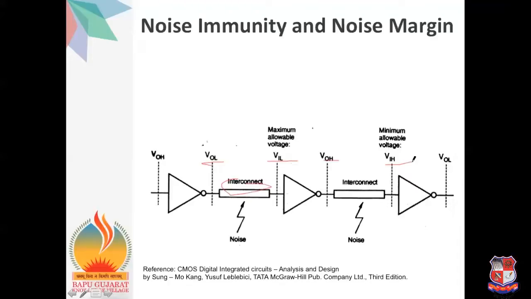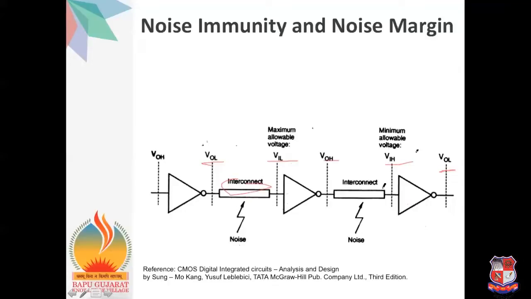But if the voltage level drops below the VIH due to the noise, however, the input cannot be interpreted as logic 1. Consequently, the VIH is the minimum allowable voltage at the input of the third inverter, which is high enough to ensure a logic 0 output. So here, to get a logic 0 output, the minimum allowable voltage VIH is required.